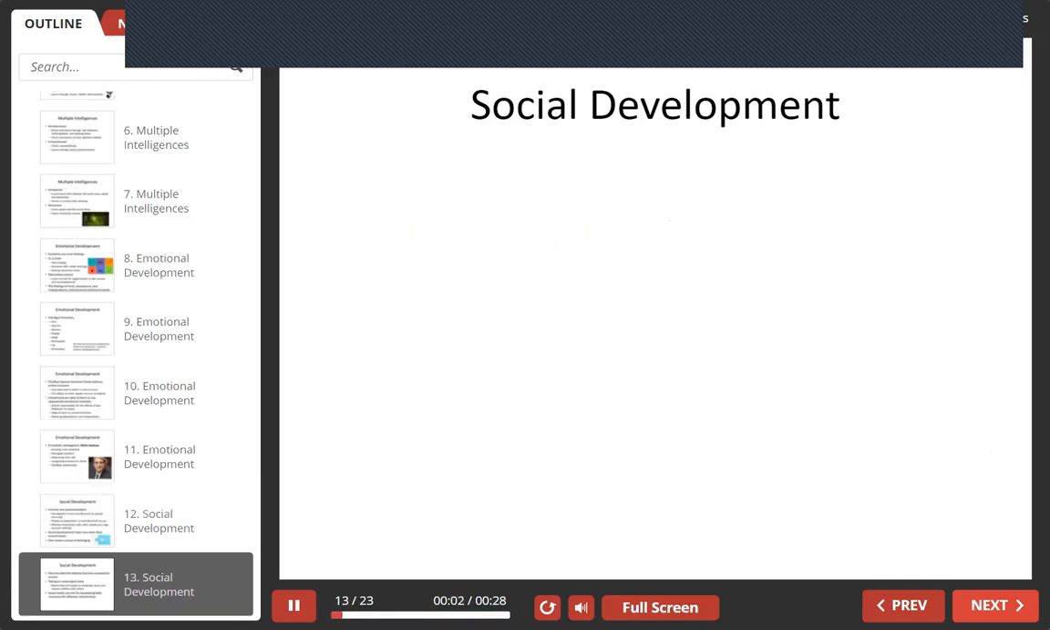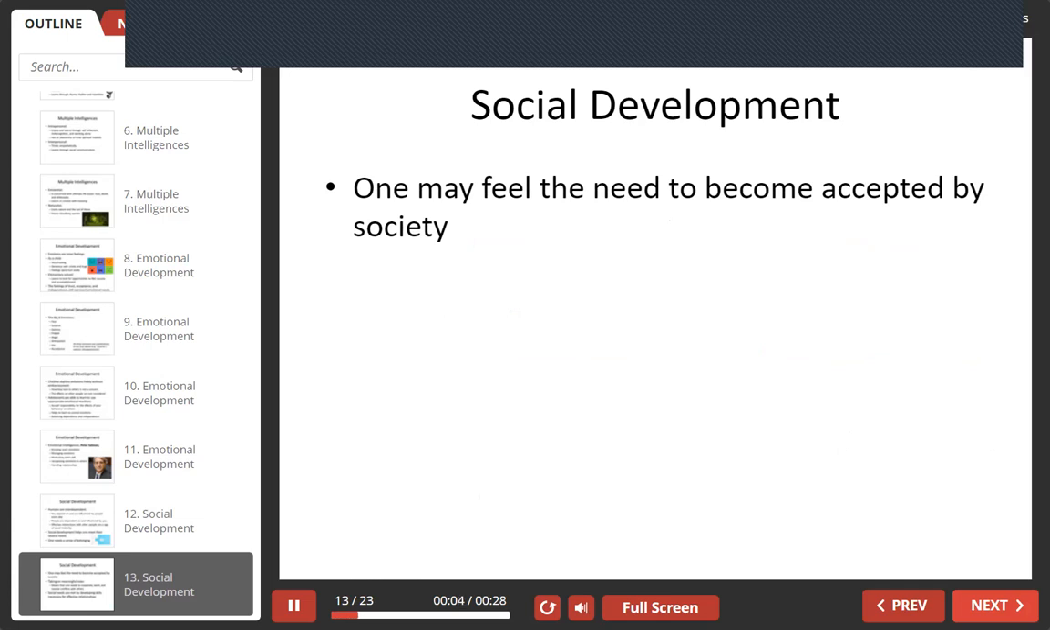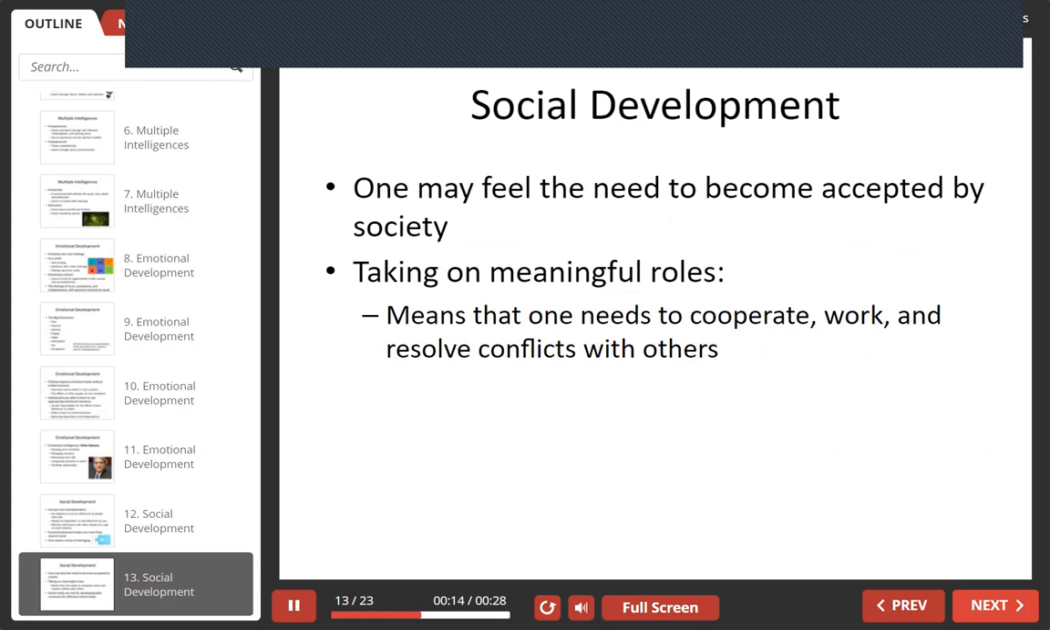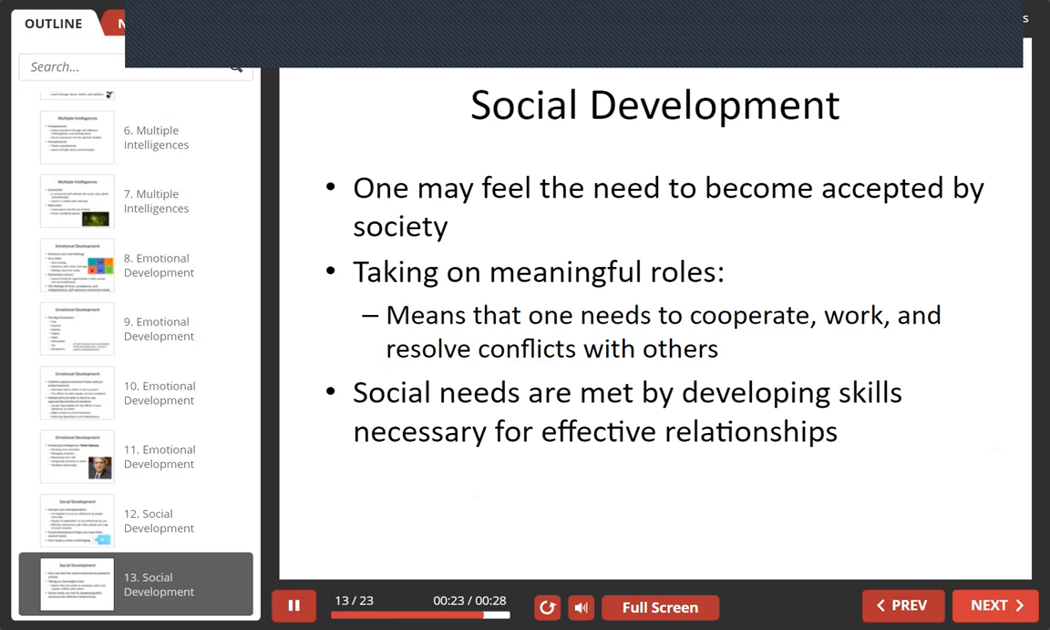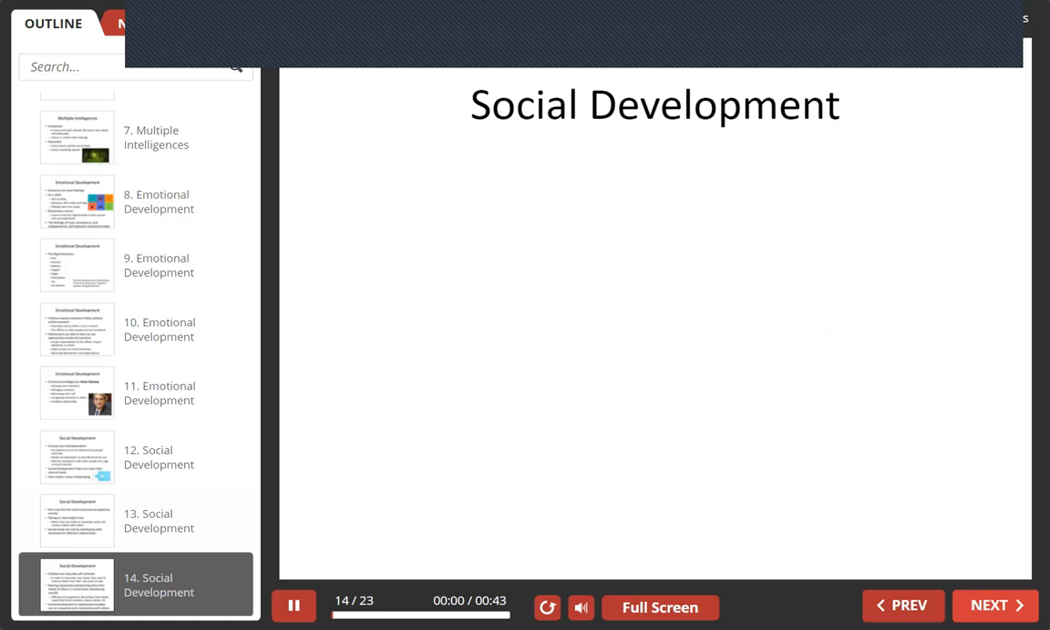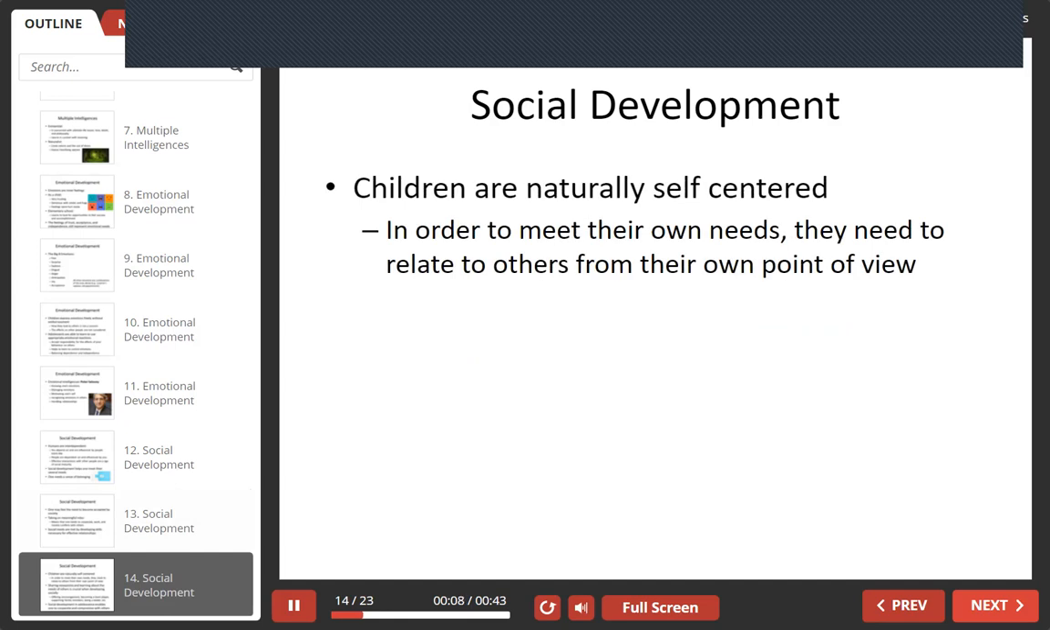One may feel the need to become accepted by society. They worry too much about what others think of them. This is extremely prevalent within adolescents. This includes taking on meaningful roles. So it means that one needs to cooperate, work, and resolve conflict with others. Social needs are met by developing skills necessary for effective relationships. Of course, adolescents are worried about what people will think of them somehow, but children are naturally self-centered.